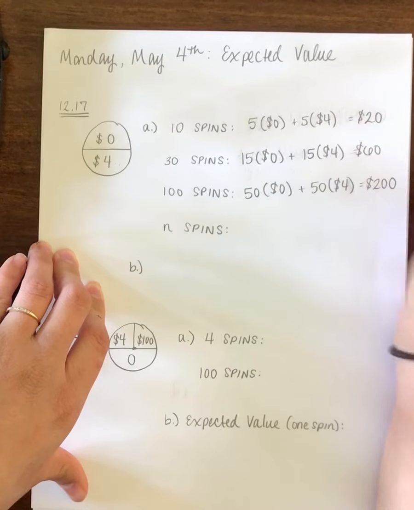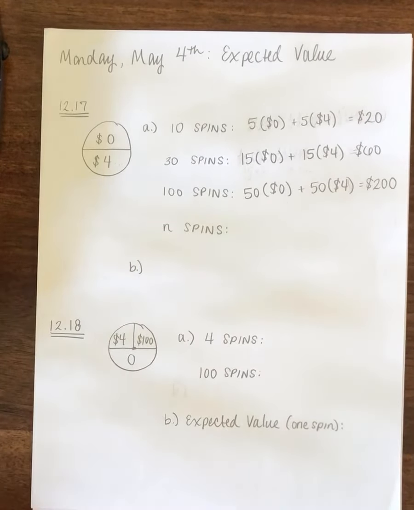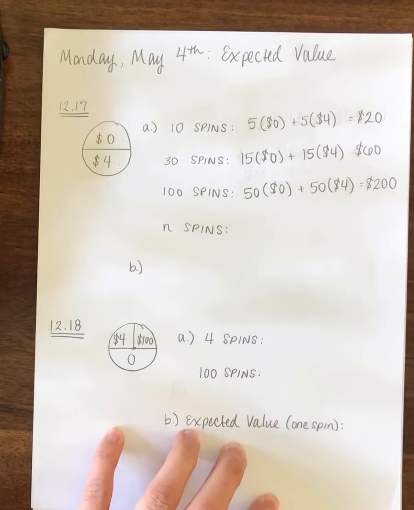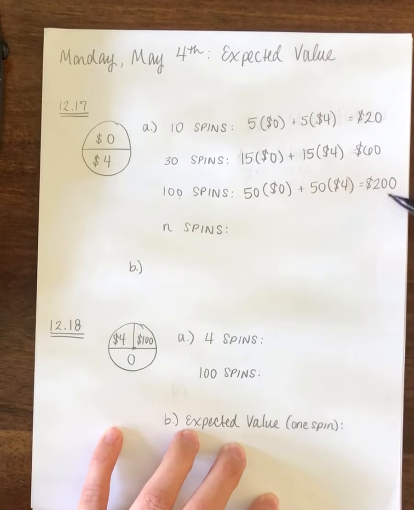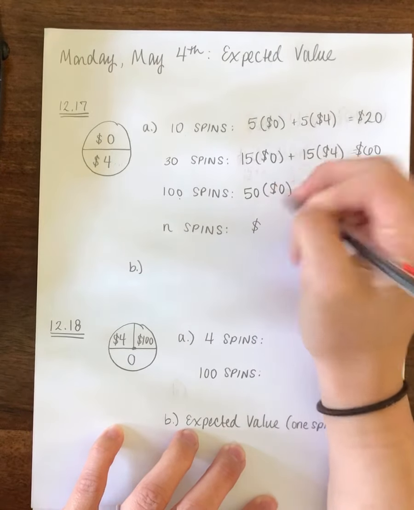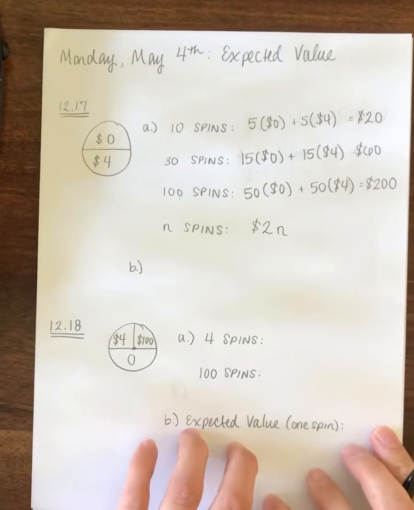Okay, let's generalize this idea, so for any amount of spins. What we're noticing is that no matter what, notice 10 spins, $20; 30 spins, $60; 100 spins, $200. So it would be $2 as the expected amount you'd win per each spin.